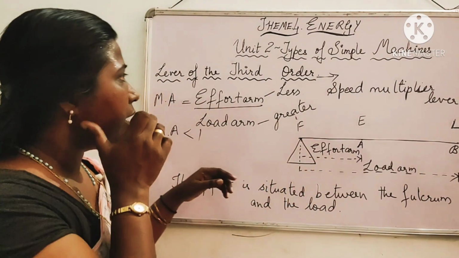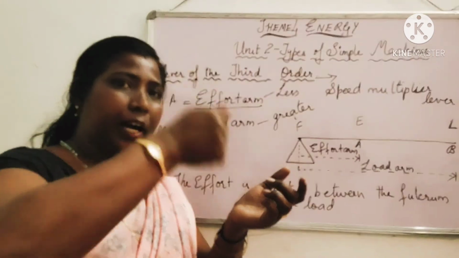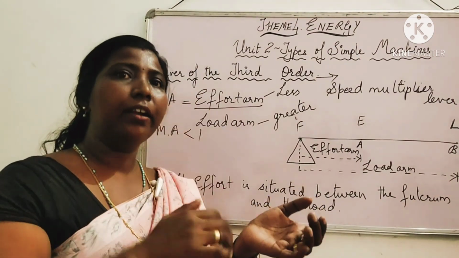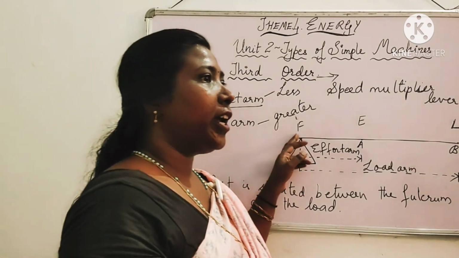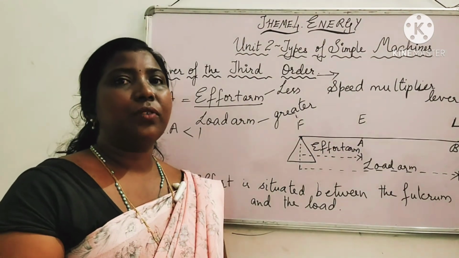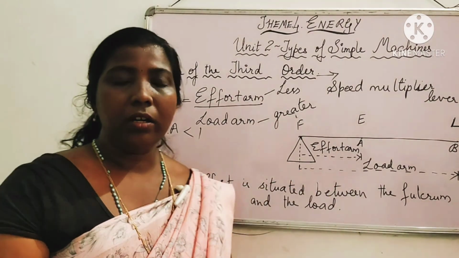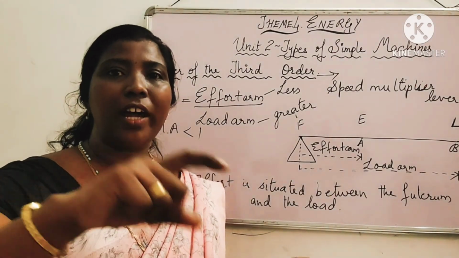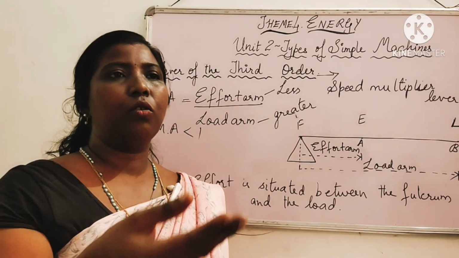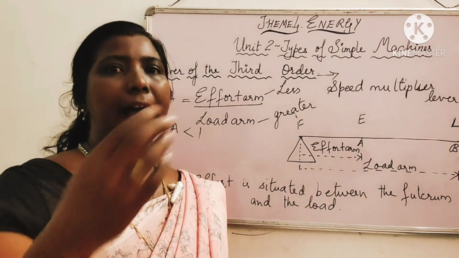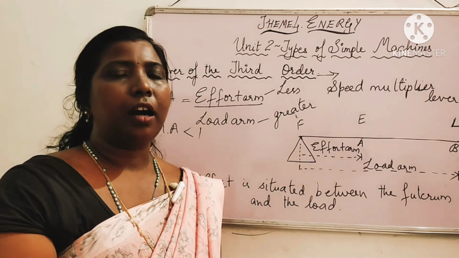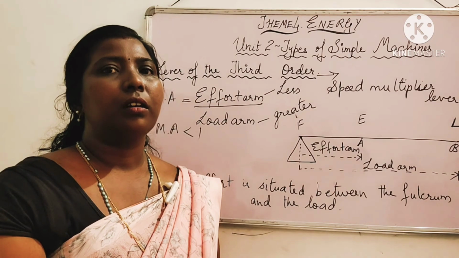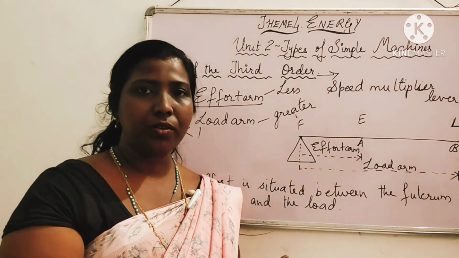Is that clear? So think of that same thing. How do we cut it? The force is applied, and it is multiplying the speed. Speedily it is doing. So it is a speed multiplier. The examples will be fire tongs, or the holder we use to pick up ice cubes. These types of things come under the third order. Okay, students.